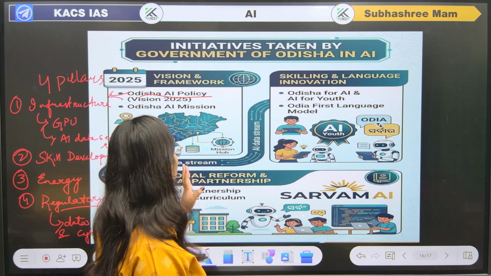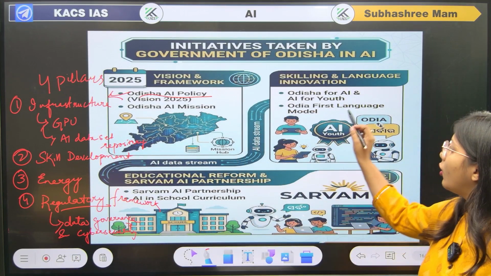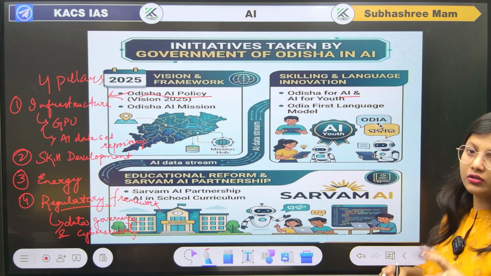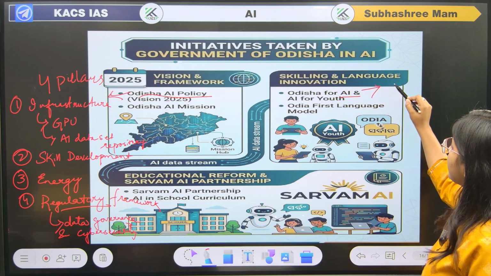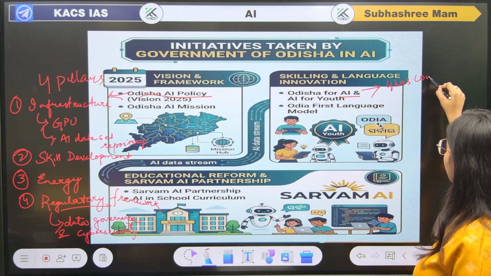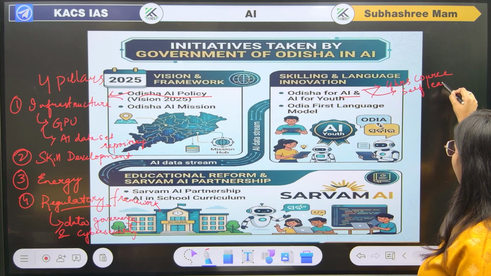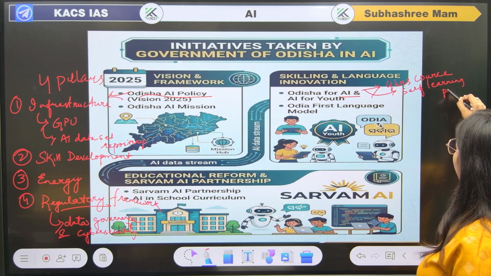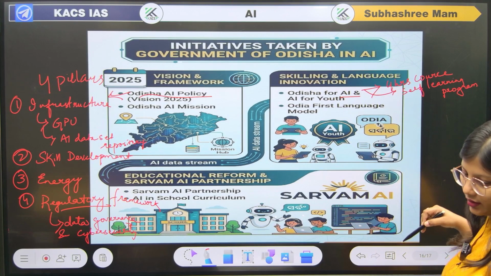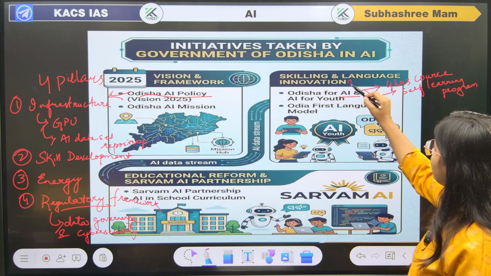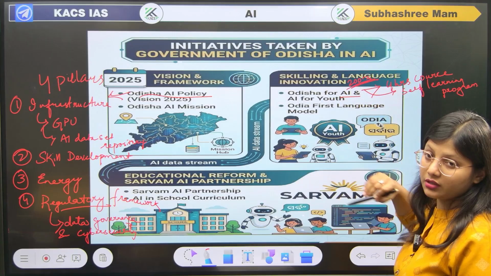Now, next is skilling and innovation. Skilling and innovation, we can see through here that is Odisha for AI and AI for Youth. These are the two programs which have been taken. So, Odisha for AI, it is a 4-hour course or a self-learning program. It was launched in, I guess, 2023.